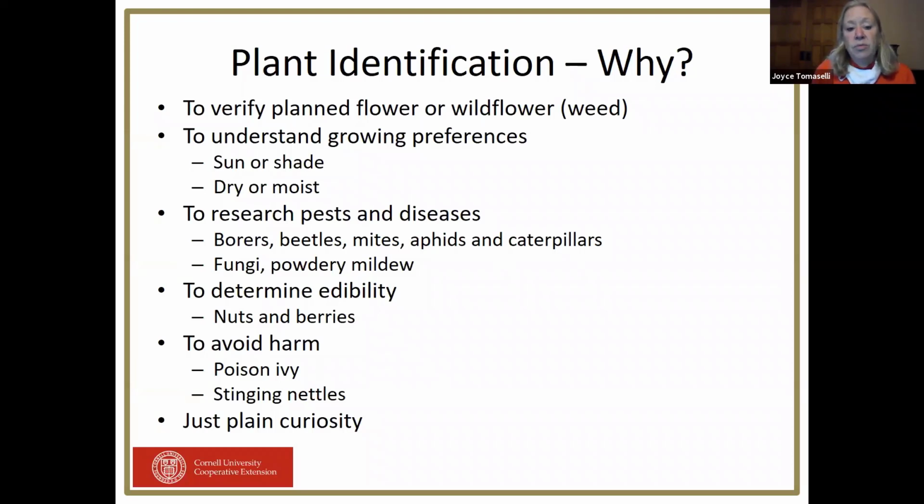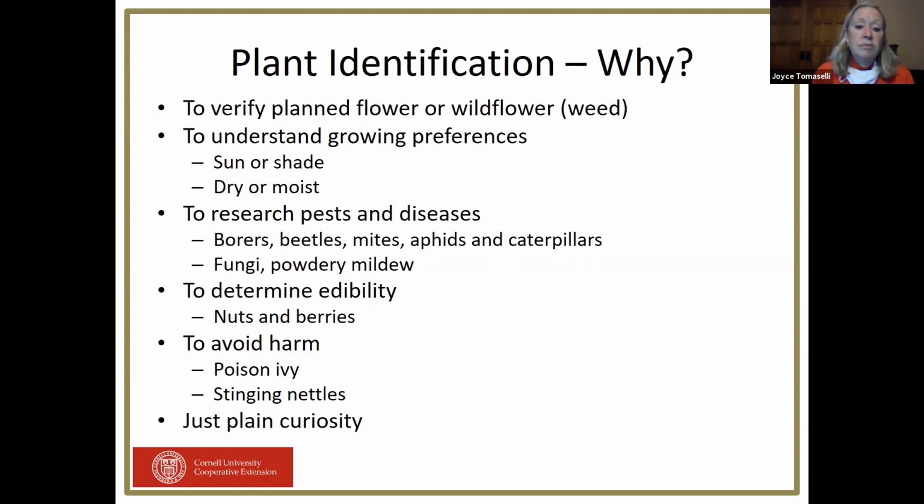Certainly, as we learn more about natives and pollinators, we might want to understand whether it's an invasive plant or whether it's a native plant, if we want to plant things that are going to feed our birds and support our pollinators. Until we know what we're working with, we might not be able to look up the details to find out how that plant wants to grow, what the right place is for that right plant.